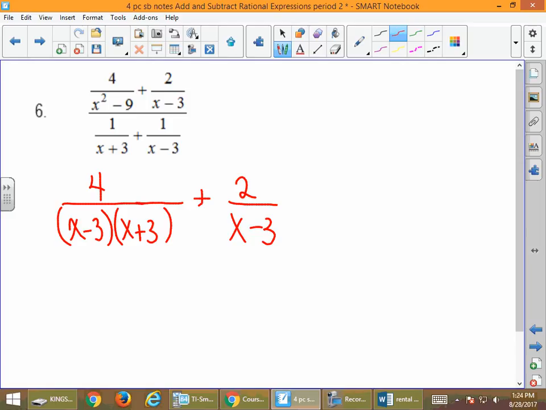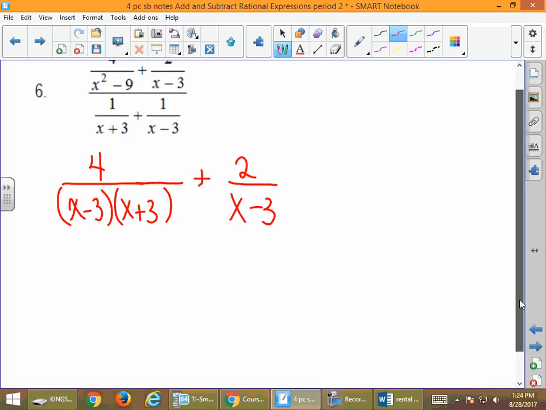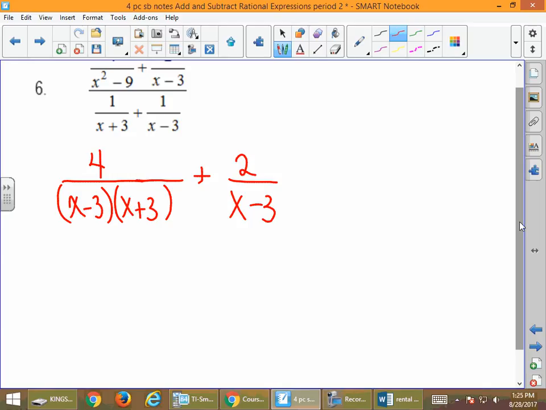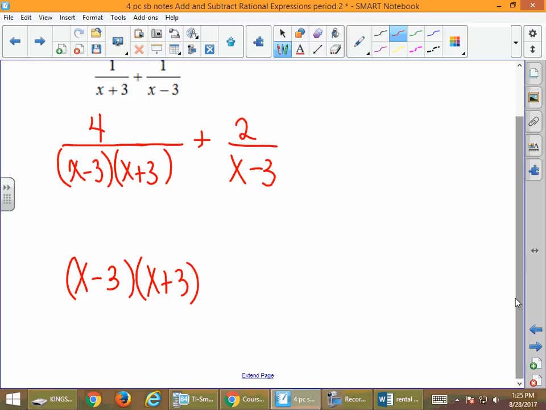Once again, when we're finding common denominators, what we're looking at is, do we have anything that's the same in both of the denominators? In this case, we have an x minus 3 in both denominators. But we also have an x plus 3 in the left-hand fraction that we don't have in the right-hand fraction. So our common denominator is going to be x minus 3 times x plus 3.